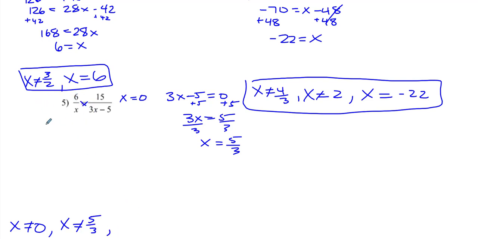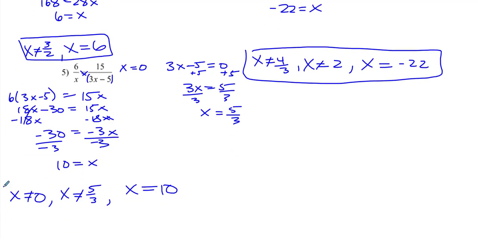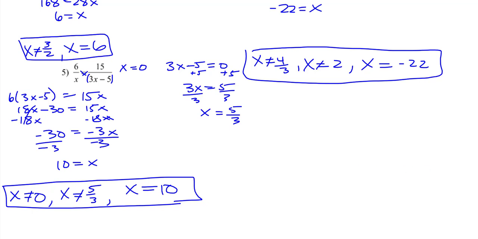Now let's solve. We got 6 times, let's group this. 6 times 3x minus 5 equals 15 times x. So here we got 18x minus 30 equals 15x. Number term is already by itself, variable on both. Let's go ahead and move this. Negative 18x, negative 18x. And now we got negative 30 equals negative 3x. Divide by the whole thing in front of the x, negative 3. We get 10 equals x. So we got x actually equals 10. That is our solution. All right, very good.